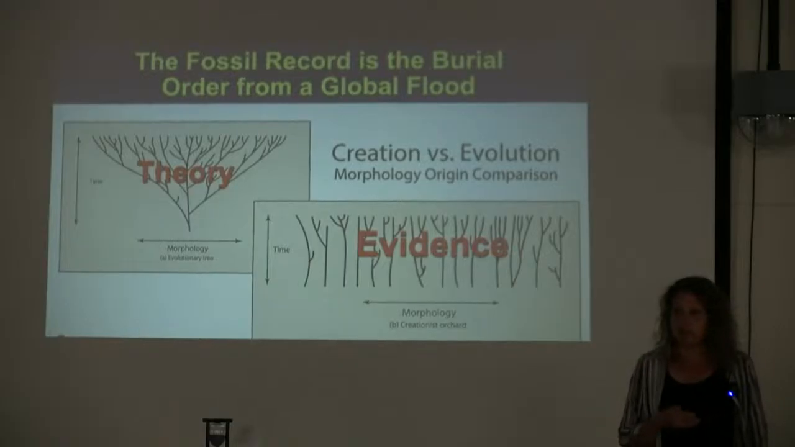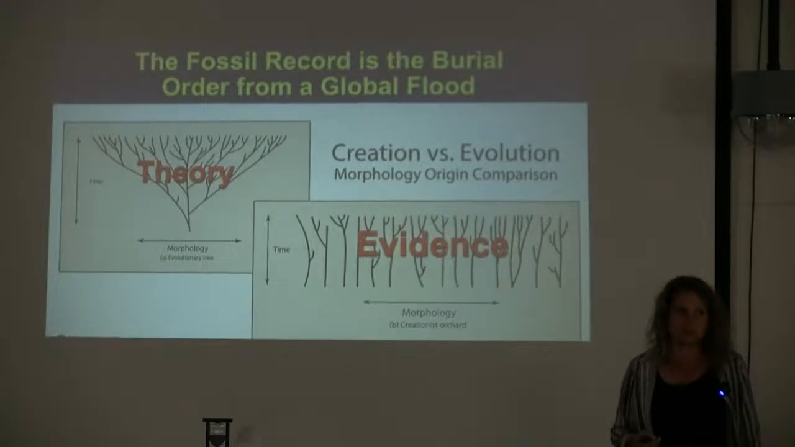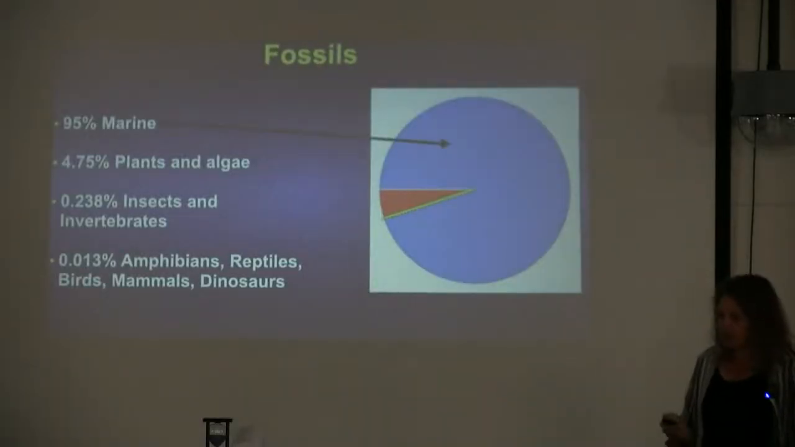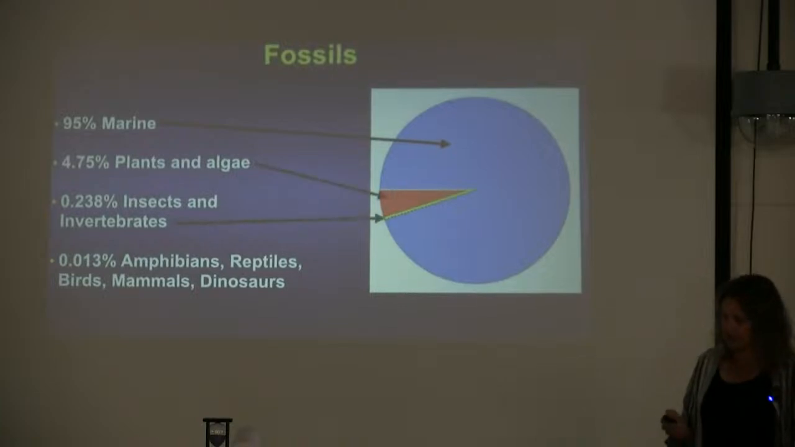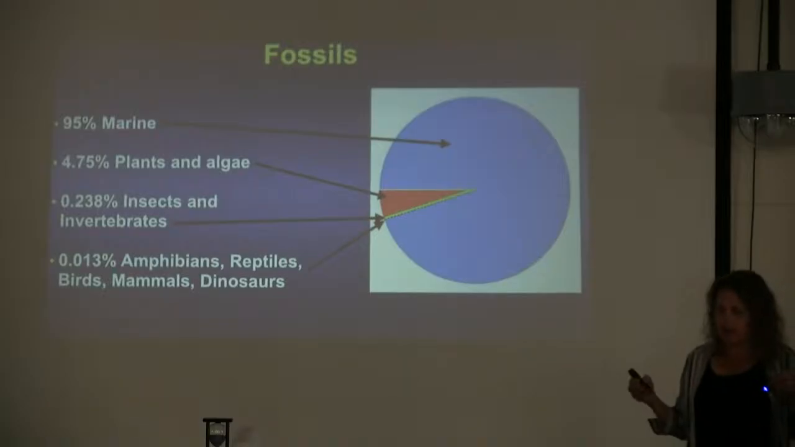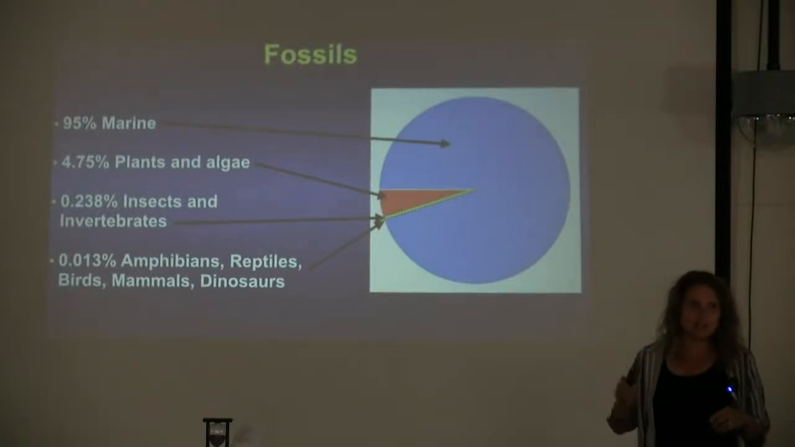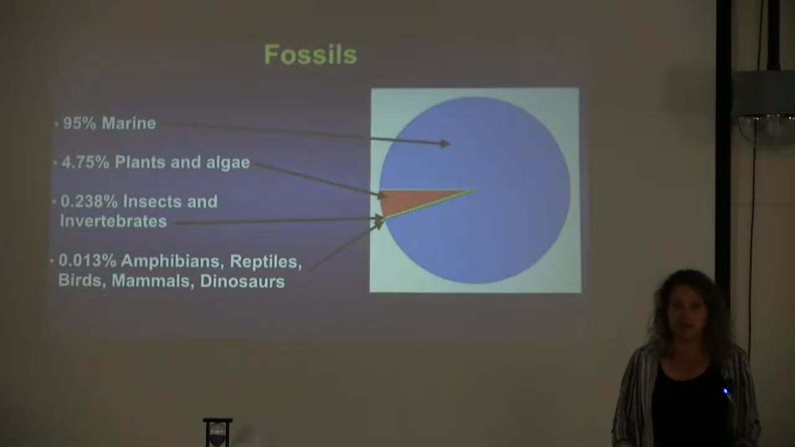Lots of people will say, well, the fossil record shows millions of years in evolution. It absolutely doesn't. Most of the fossils are marine creatures. There's some plants and algae in there, the insects and invertebrates, and if you can see this teeny tiny little black dotted line, those are the animals, the reptiles, the dinosaurs, all the mammals. That's how many of those fossils we find, of the billions of fossils that are out there. Most of them are marine.